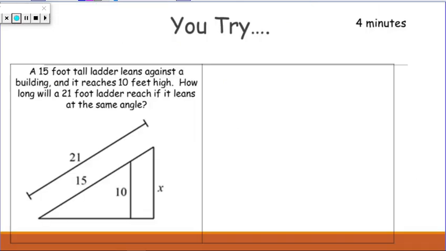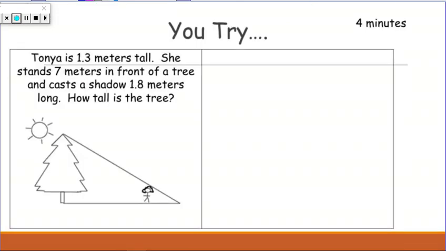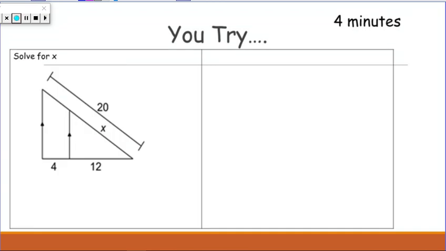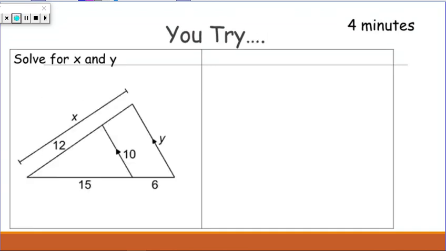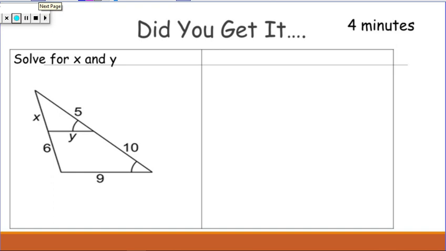What I want you to do is go through these questions on your worksheet and solve for x or answer the questions for the rest of the way.